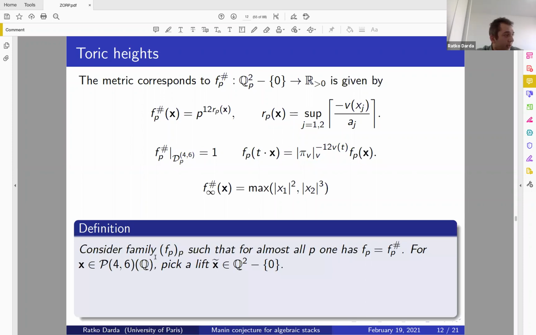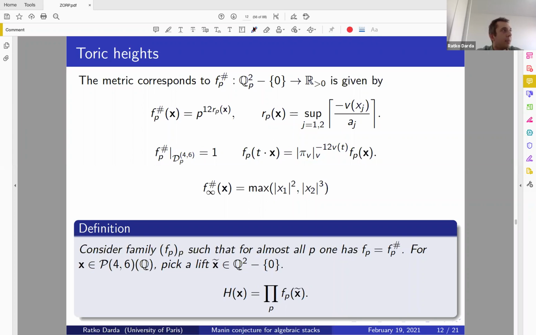Now we pick any family of functions f_p that satisfy the condition that I just wrote, such that for almost all p, it is toric. In other words, the one that we have obtained in this one. Then for a rational point of P(4,6), we pick a lift x tilde, and we define the height to be this product.